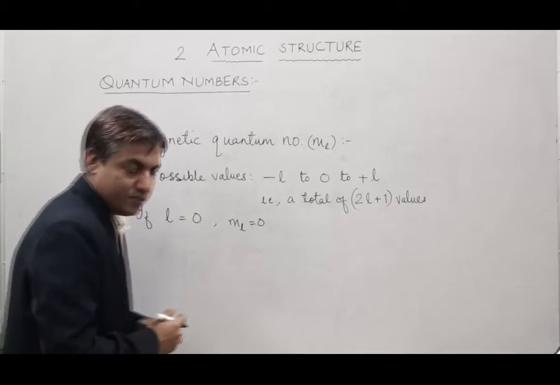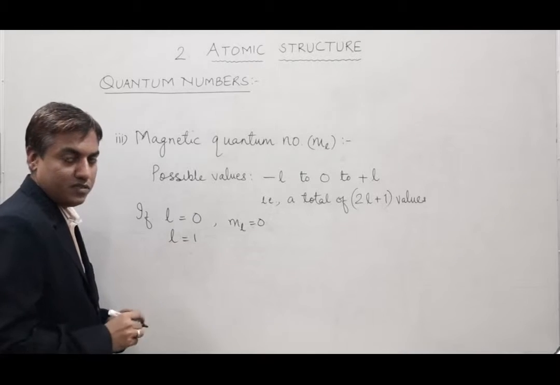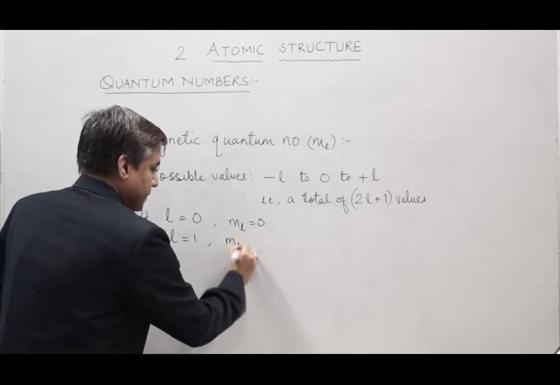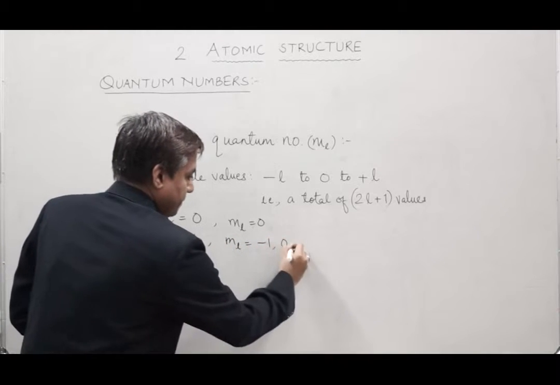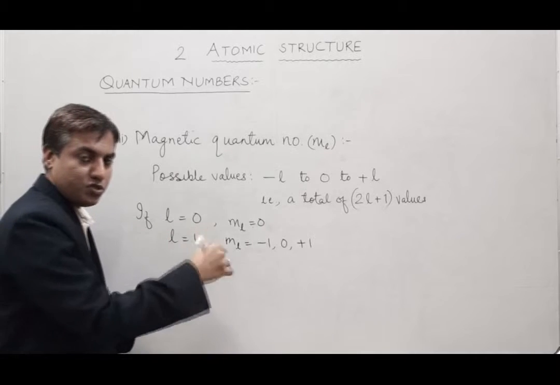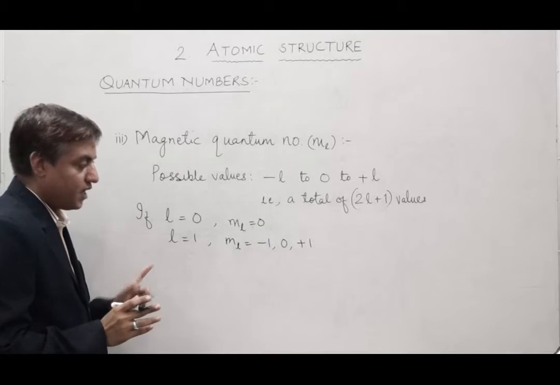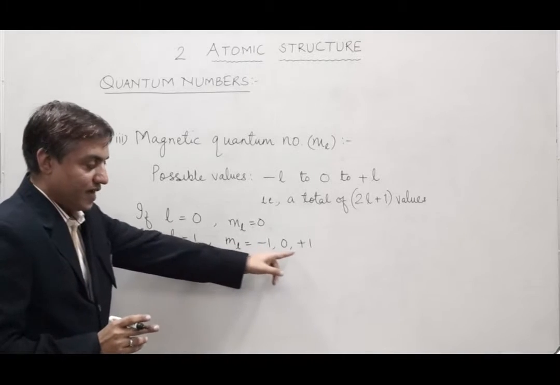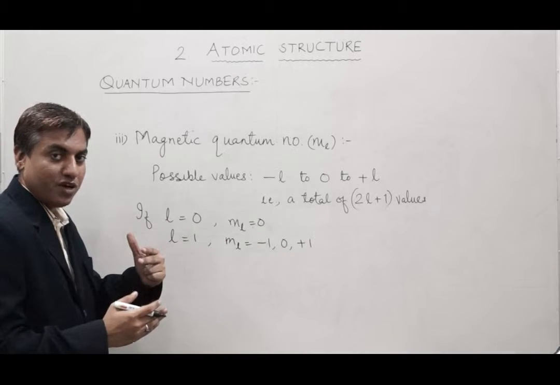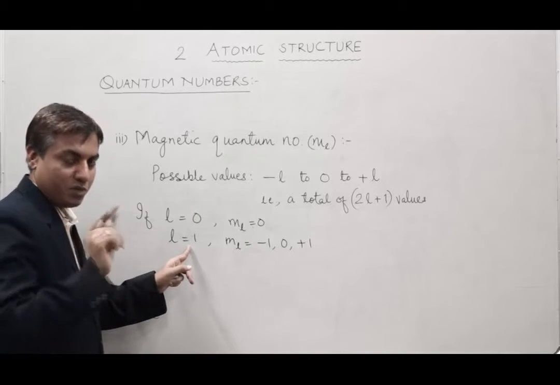Let's go for the second value. If l is equal to 1, what do we write for ml? We can write minus 1 to 0 to plus 1. So in total, there will be 3 values. And children, these 3 values actually denote the 3 different orientations for the p orbital. Why? Because l is equal to 1 denotes the p orbital.